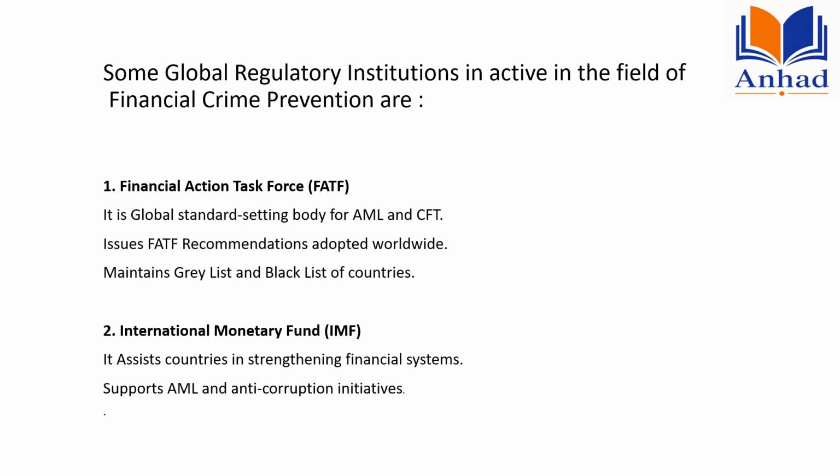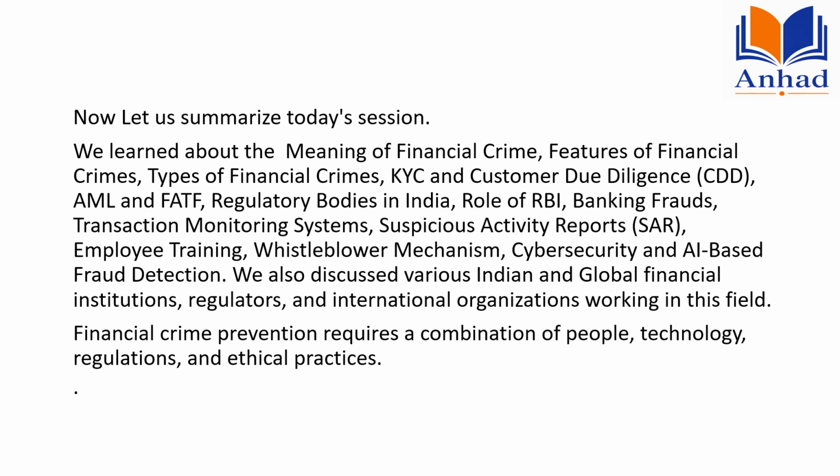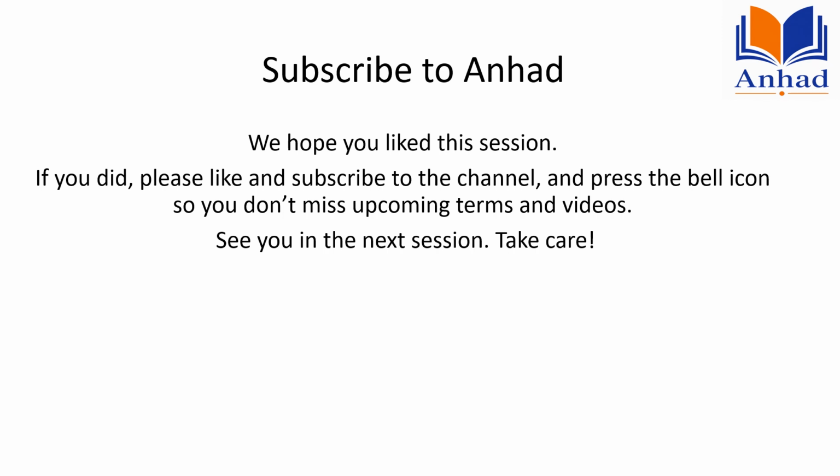Now let us summarize today's session. We learned about the meaning of financial crime, features of financial crimes, types of financial crimes, KYC and customer due diligence, CDD, AML and FATF, regulatory bodies in India, role of RBI, banking frauds, transaction monitoring systems, suspicious activity reports, employee training, whistleblower mechanism, cybersecurity and AI-based fraud detection. Financial crime prevention requires a combination of people, technology, regulations, and ethical practices. Friends, with this we come to the end of today's session on financial crime and financial crime prevention.